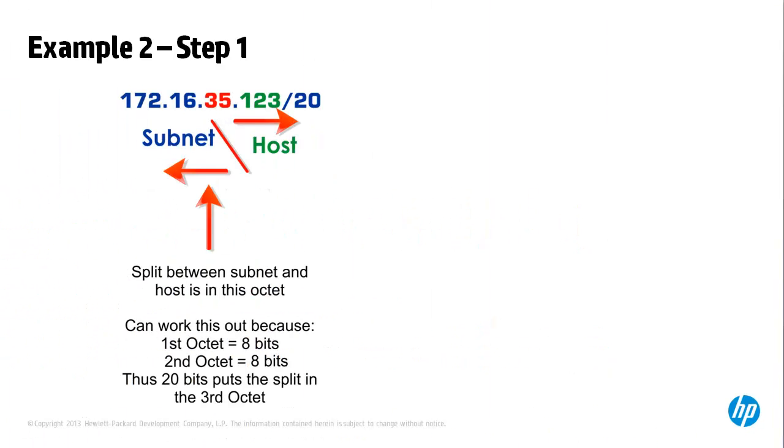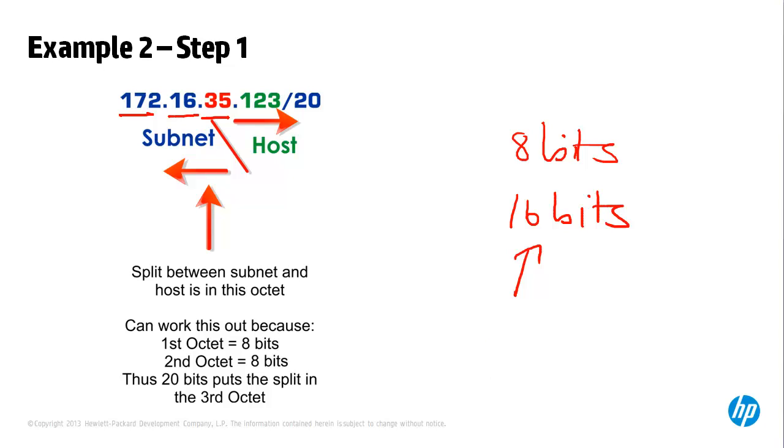So here's our IP address, 172.16.35.123/20 mask. There's a split between network or subnet and host in the third octet. So somewhere in that octet, we need to work out how many bits are network, how many bits are host. The first octet is 8 bits. The second octet is also 8 bits. That gives us a total of 16 bits. The third octet is 8 bits in size, but 4 bits of that equals network. 20 minus 16 gives us 4. So 4 bits of that octet are network and 4 bits are host.